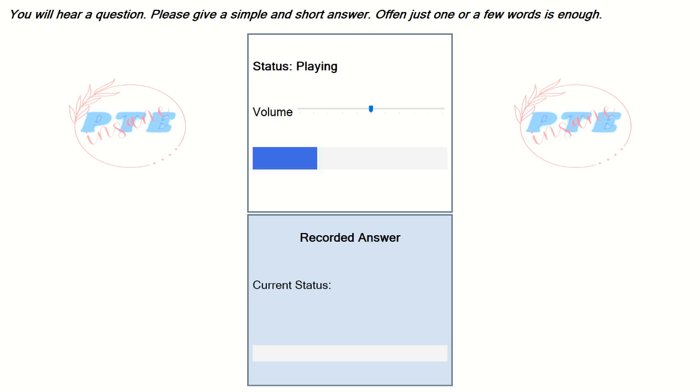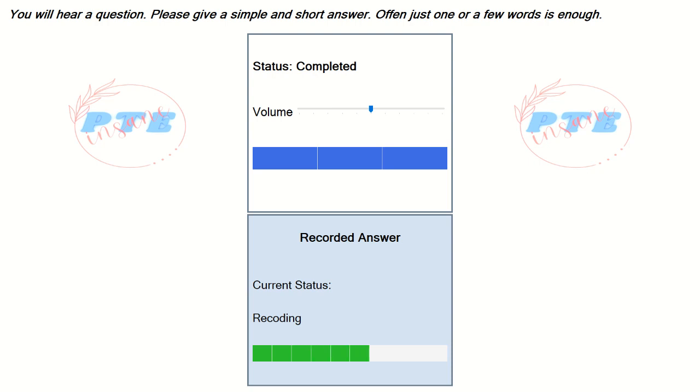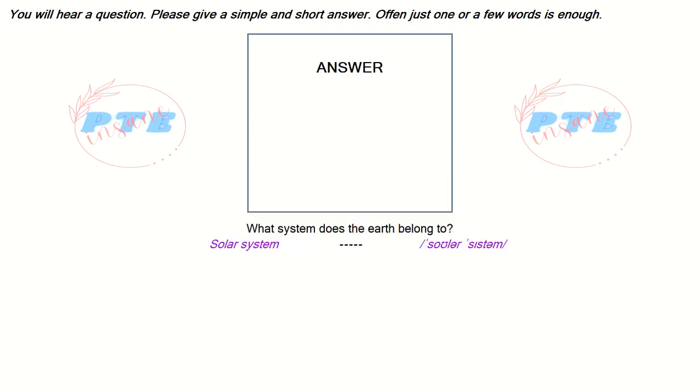What system does the Earth belong to? Solar system.